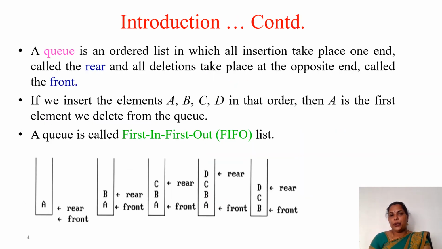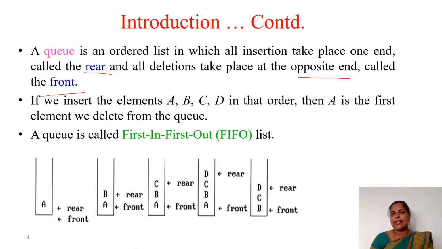So the definition of queue is that a queue is an ordered list in which all insertions take place at one end called the rear and all deletions take place at the opposite end called the front. Deletion you can easily remember: whoever enters first is standing at the front. So deletion happens at the front end and insertion happens at the back, that is the rear end. Now please recall, in a stack all the operations are performed at the top alone. But here insertions are done at the rear and deletions happen at the front.